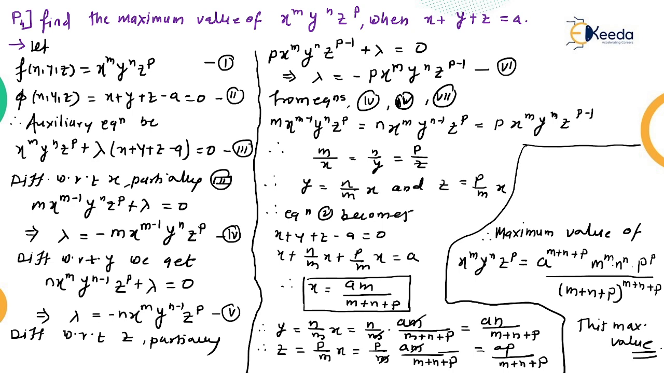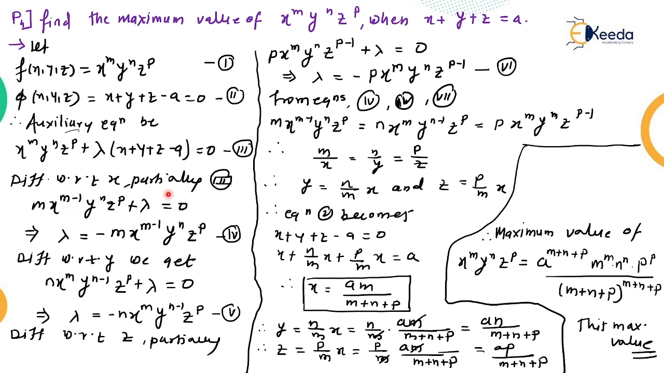Okay, now this is all about problem number 4, where you are given a function and have to find the maximum value of the given function x raised to m, y raised to n, z raised to p, when x plus y plus z is equal to a. So the conditional statement is x plus y plus z minus a equal to 0, and now we take the auxiliary equation: x raised to m, y raised to n, z raised to p plus lambda into x plus y plus z minus a, equal to 0.